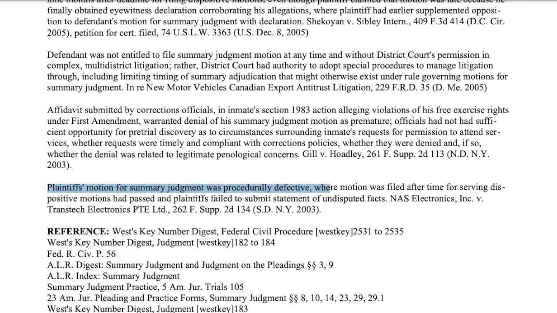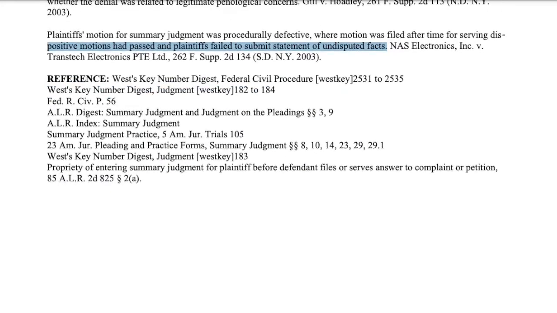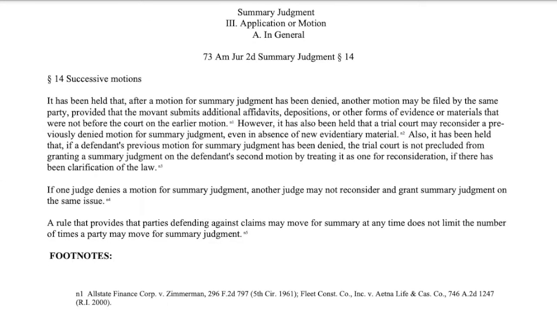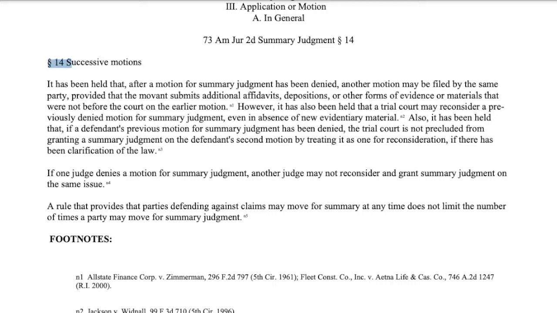Plaintiff's motion for summary judgment was procedurally defective, where the motion was filed after time for serving dispositive motions had passed and plaintiff failed to submit a statement of undisputed facts. All right, now we're getting down to successive motions. Section 14. It has been held that after a motion for summary judgment has been denied, another motion may be filed by the same party provided that the movant submits additional affidavits, depositions, or other forms of evidence or materials that were not before the court on the earlier motion.